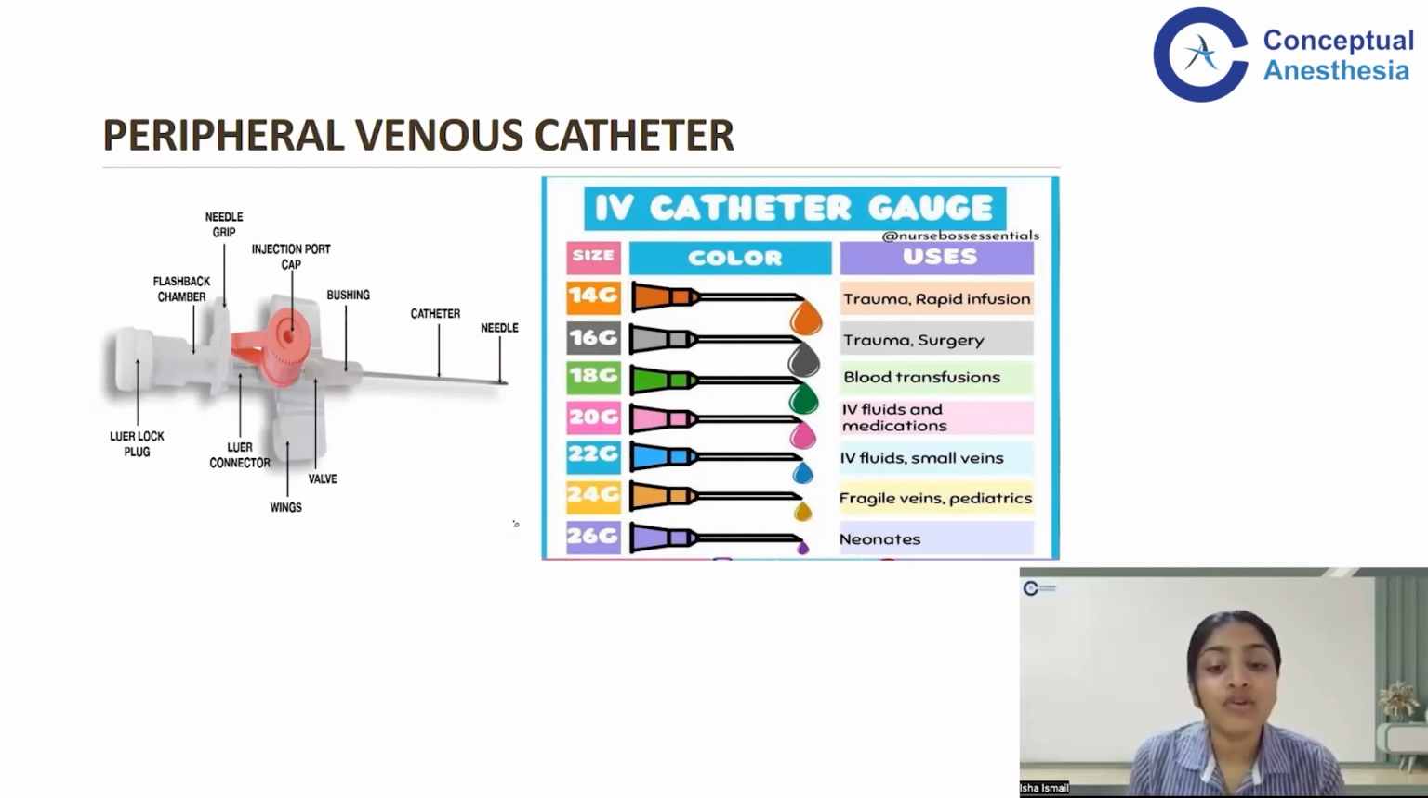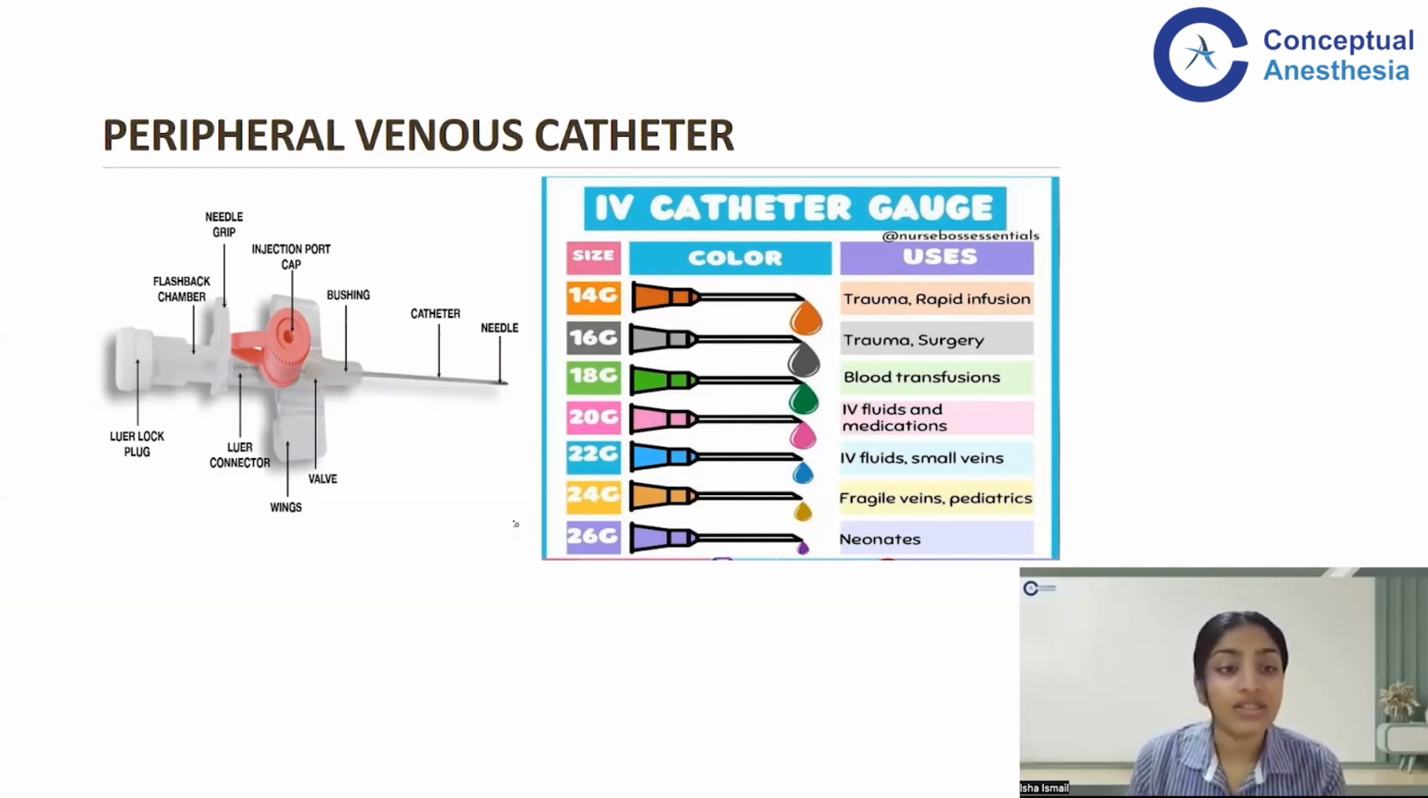So in pediatric groups, your 22, 24, 26 is what is utilized. 20 gauge is generally utilized for an adult patient. You want to give maintenance fluids, basic simple surgery, all of those require 20 gauge. And the higher gauges, which is your 18, 16, and 14 gauges, are used in trauma patients and patients who are going to require fast fluid resuscitation. And patients who are having sudden blood losses in the OT, your 14, 16, 18 is utilized.